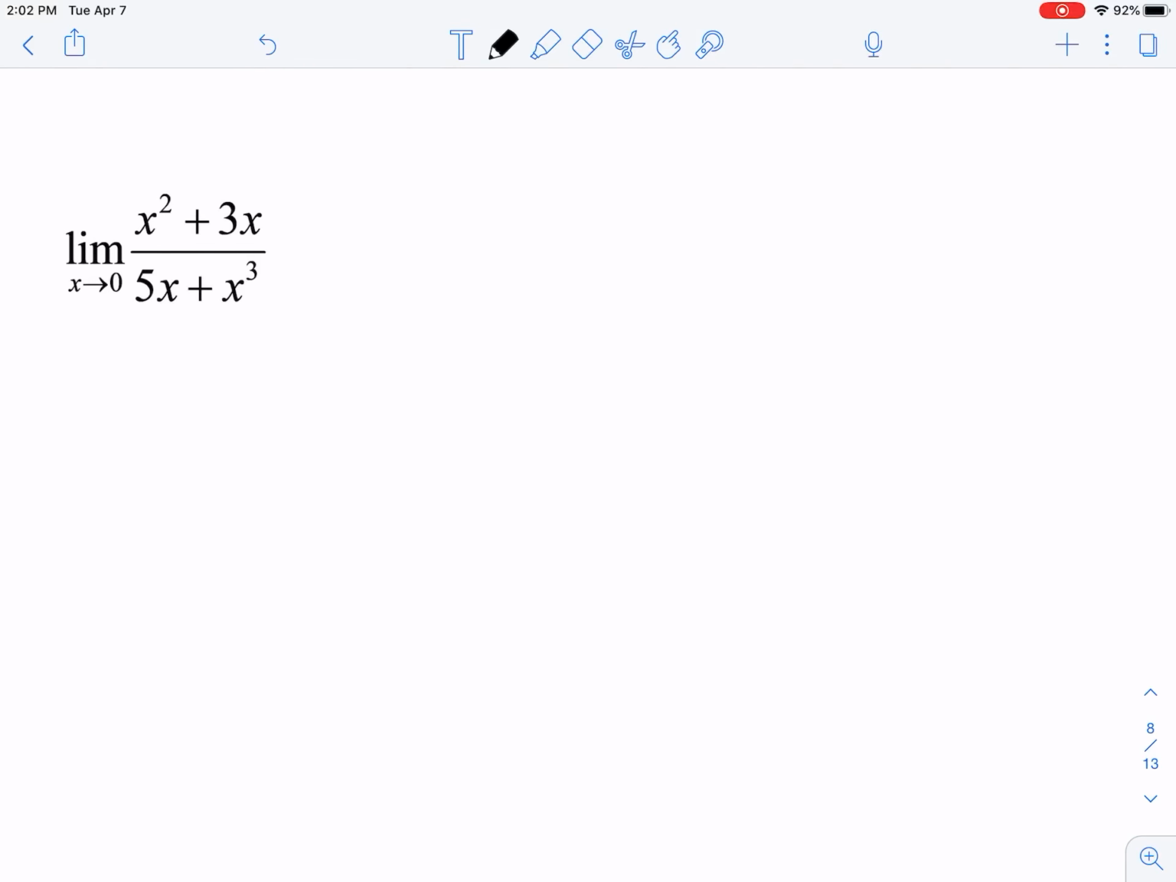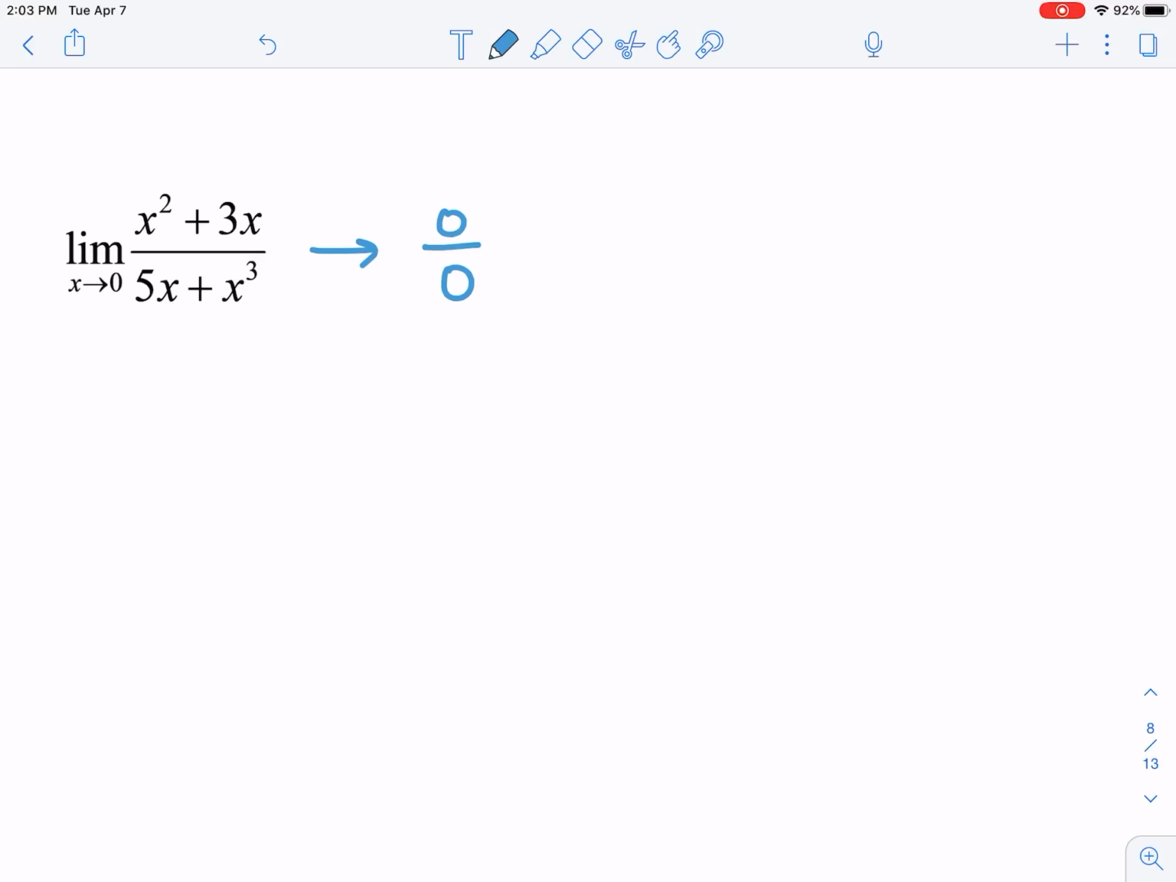Can you write this one in your notes, please? The limit as x approaches 0 of x squared plus 3x all over 5x plus x cubed. All right, and we can see that we are going to have a problem here, right? If I plug 0 in for all my x's, I see that this is an indeterminate form. Remember, please do not say this, okay? We don't know what the limit is yet, so we can't say that the limit is equal to 0 over 0. We can do a little arrow there, okay?